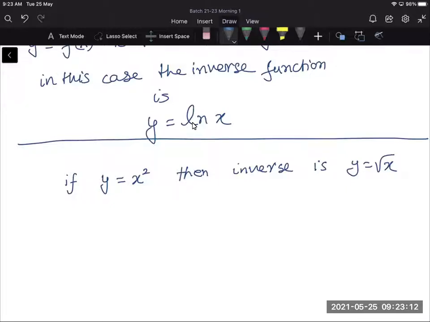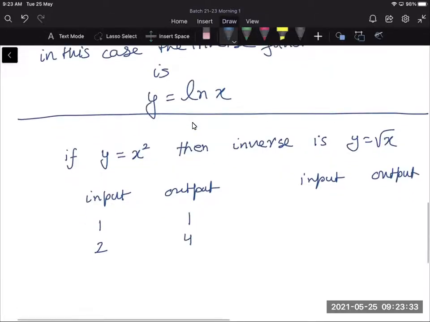Okay. Why is this? What will be the input here and what will be the output here? Let's say that the input is 1, then the output is 1. If the input is 2, then the output is 4. If the input is 3, then the output is 9. 4, 16. Right? Here, input is 1, output is 1. Input is 4, output is 2. Input is 9, output is 3. Input is 16, output is 4.